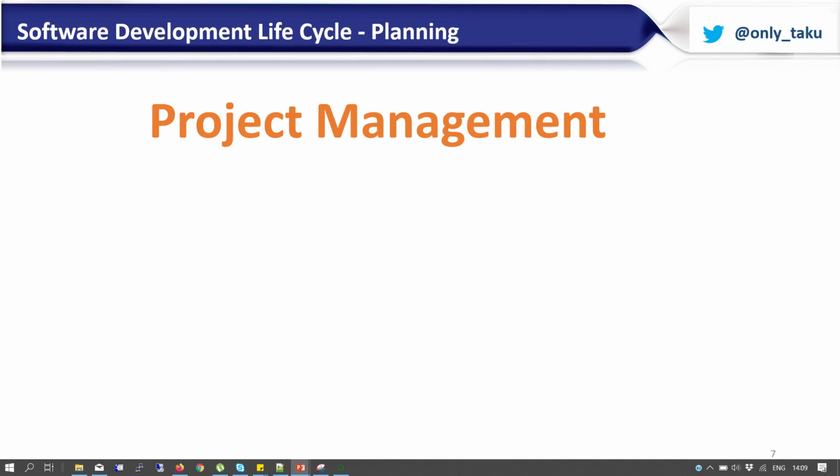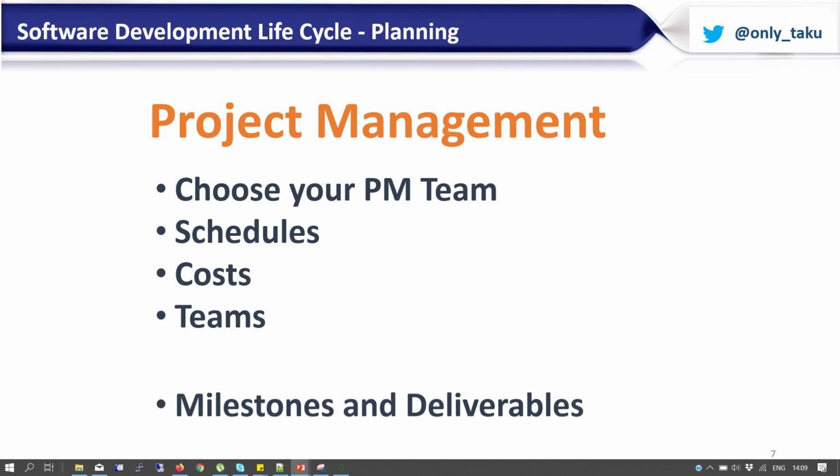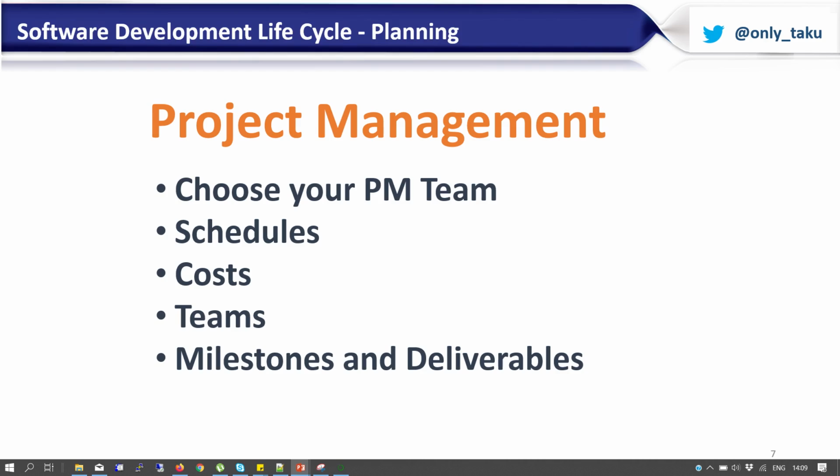Now, under project management, since you have already done your feasibility study and your cost benefit analysis, and you have seen that the project is worth doing, you're now looking at organizing the actual project so that you can start developing the system. The first thing you do is choose your project management team, then you move to scheduling. The project management team will handle things to do with schedules, cost, team building, identifying the milestones and deliveries, and every other thing that project managers are supposed to be doing.